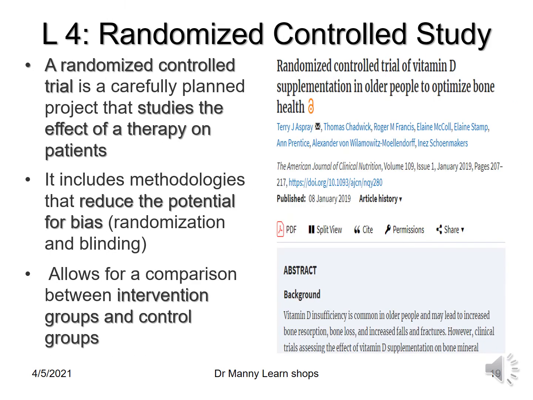Level 4 are randomized controlled studies. And they're carefully planned projects that study the effects of a therapy, for example, on patients. It includes methodologies that reduce the potential for bias, which is randomization and blinding, and allows for a comparison between intervention groups and control groups.